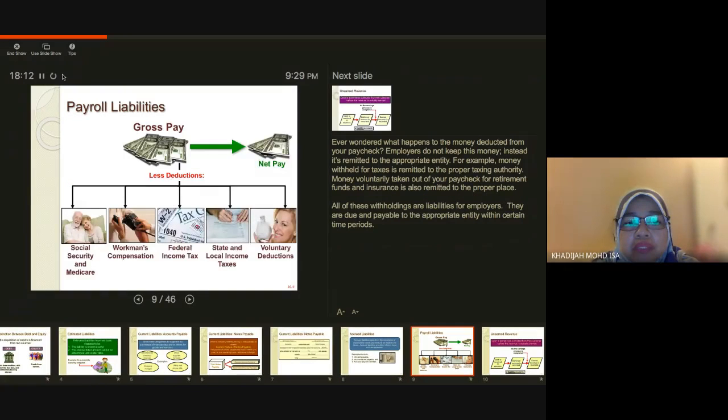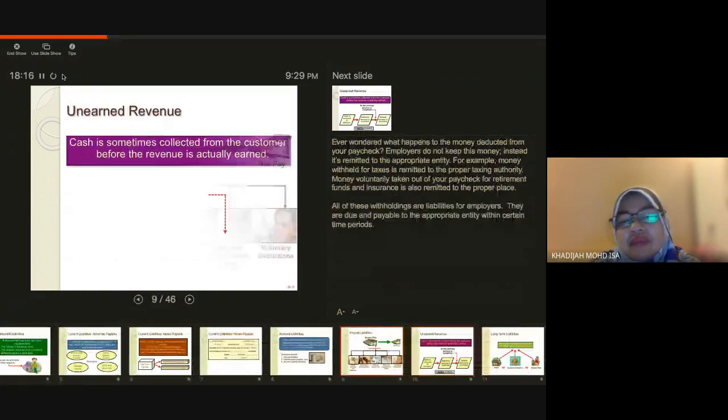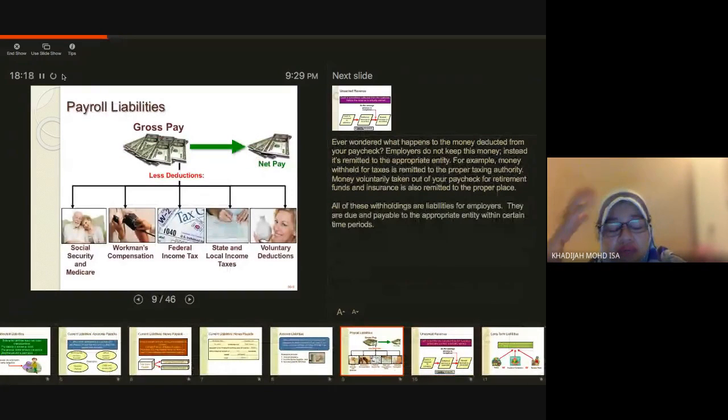So payroll is gross pay minus net pay. Alright, talking about your payroll, the company will have to pay their employees. They call it payroll. Here in Malaysia, we call it a salary. We call it a remuneration.